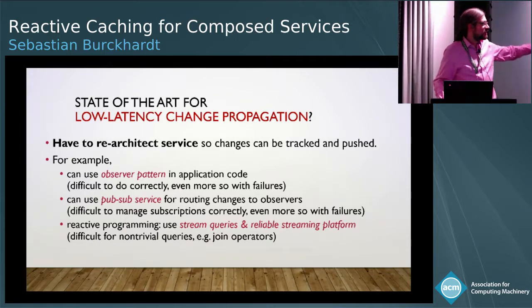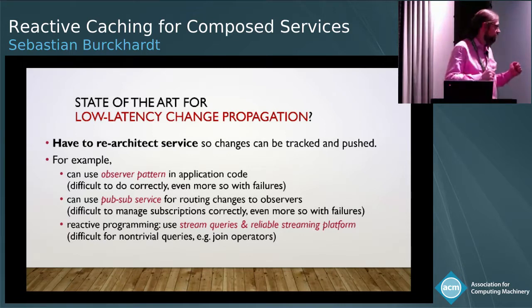One thing that is hard to use, for example, is the observer pattern. Don't really recommend it. It works if you have to use it, but it's hard to keep your code clean and maintain the state correctly. PubSub services work, but even there, it's actually pretty hard to get the subscription correct under data races and failures. Not so trivial to do that right.